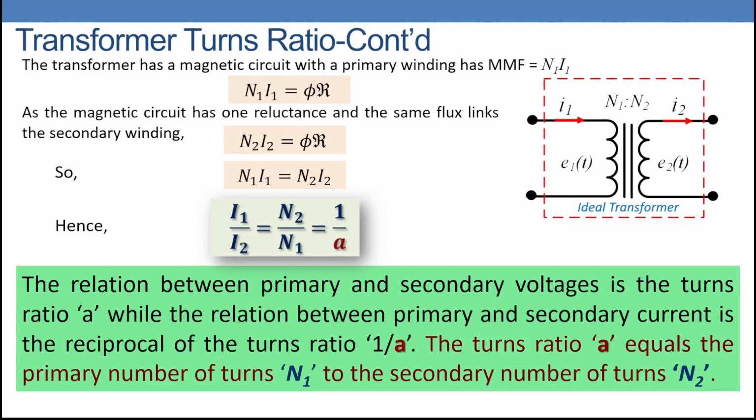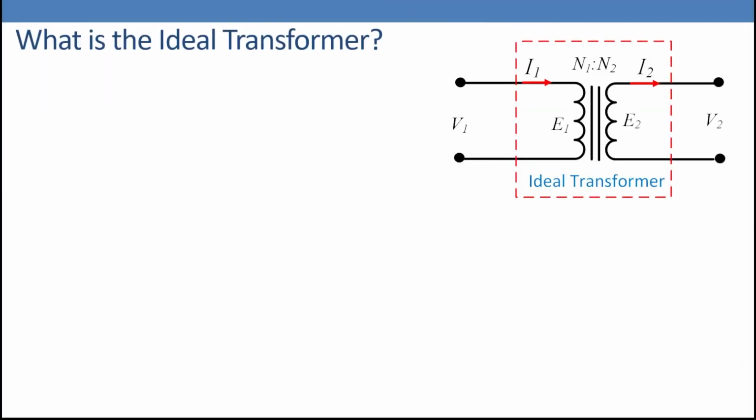The turns ratio A equals the primary number of turns N1 to the secondary number of turns N2. We noticed in the previous slides, when you plot the transformer, you write the words ideal transformer. So what is the ideal transformer? Let's talk about the ideal transformer now. We will think of it as a perfect transformer.